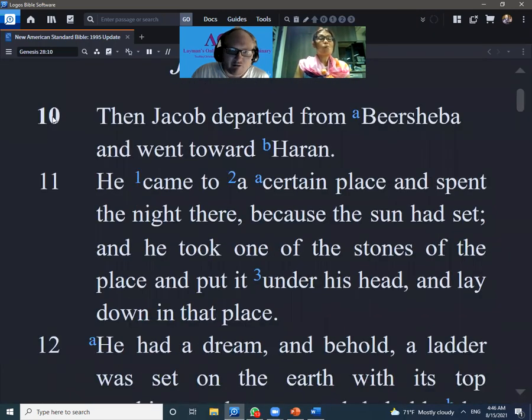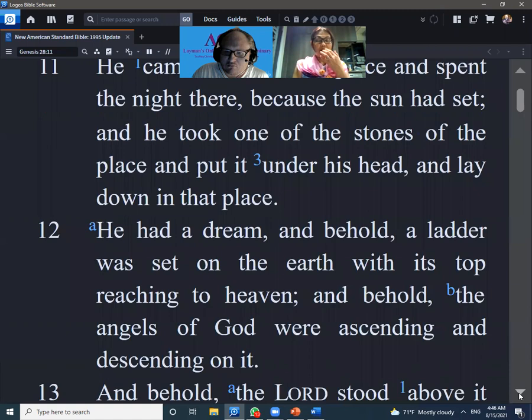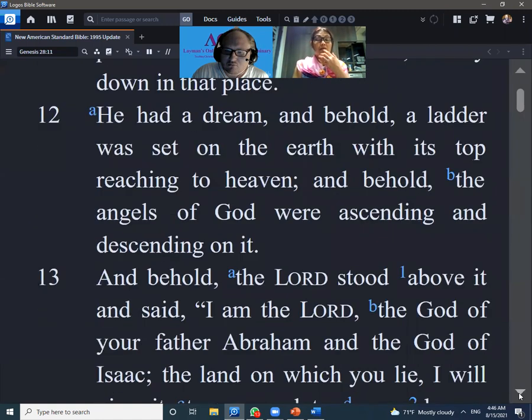Now read here. Start reading at 10. "And Jacob departed from Beersheba and went towards Haran. He came to a certain place and spent the night there, because the sun had set. And he took one of the stones and put it under his head, and lay down in that place and had a dream. And behold, a ladder set on the earth with its top reaching to heaven. And behold, the angels of God were ascending and descending on it."